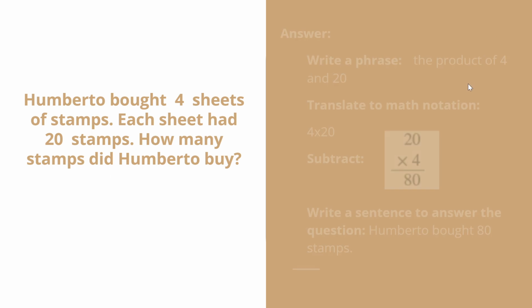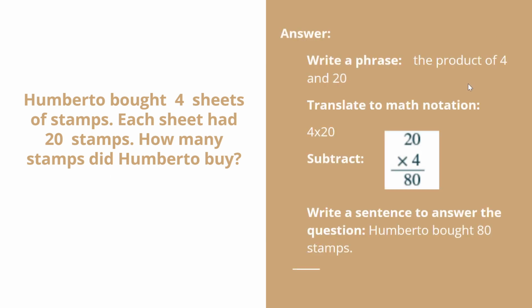Okay, I think time's up. First, we write the phrase, the product of 4 and 20. Then we translate it to math notation, 4 times 20. 4 times 0 is 0, and 4 times 2 is 8. So the answer to 4 times 20 is 80. Then we write a sentence to answer the question.